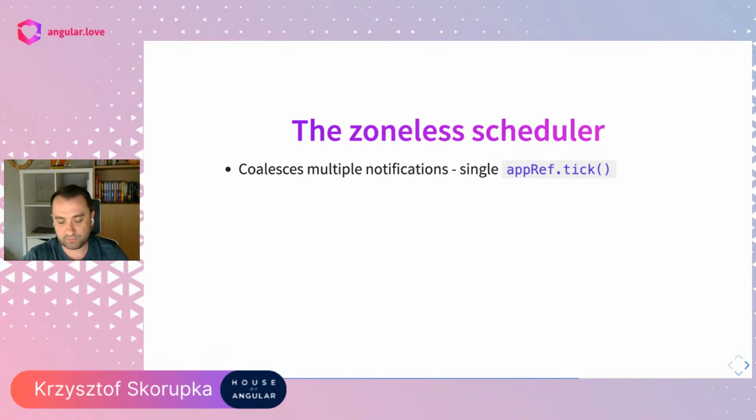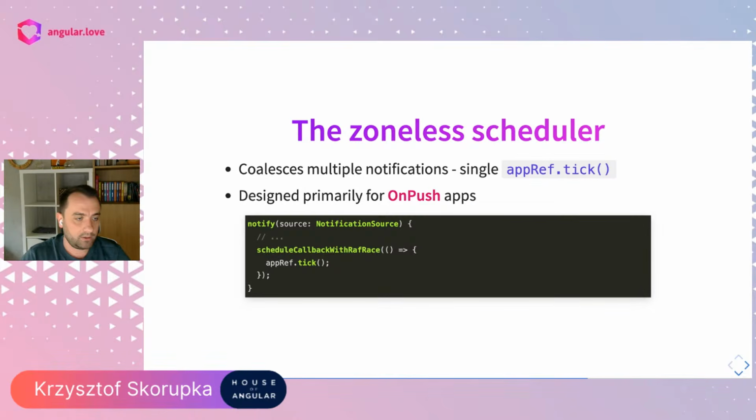Maybe we will not get into too much detail here, but you don't need to worry about that. They are collected over some time window, and the change detection is scheduled once per time window. This is designed primarily for on-push applications, because one of the triggers for this notify method is the dirty marking. And of course, the signal story, the semi-local one, we already explained that it requires on-push change detection to be set on components.